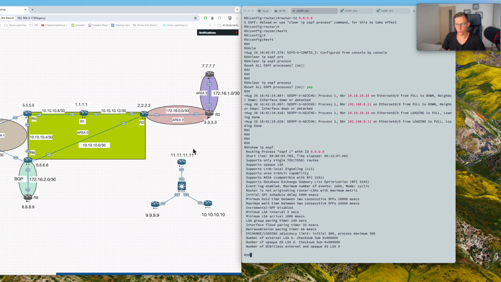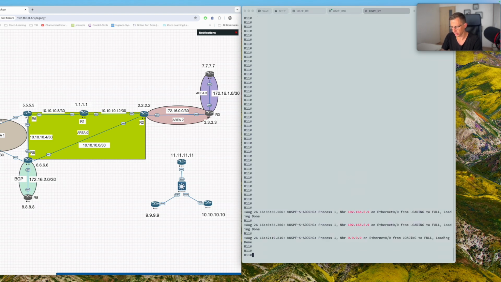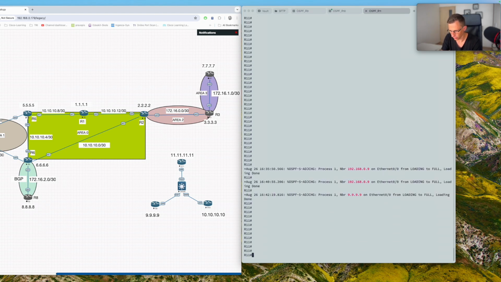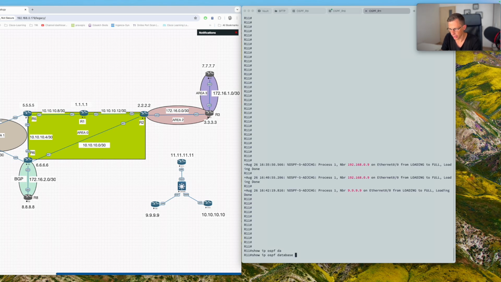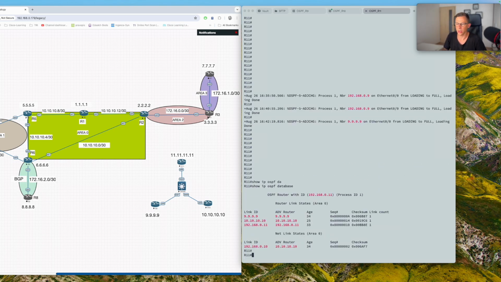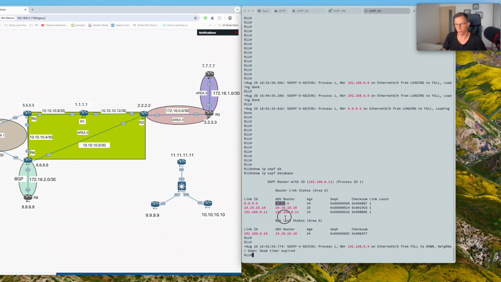Now, out of those 3 routers, the DR is the router 11. So quickly have a look at the database on the router 11. Show ip ospf database, and we can see that the router 9 is now using this loopback as a router ID, and the remaining routers 10 and 11 are still not configured with the loopback.